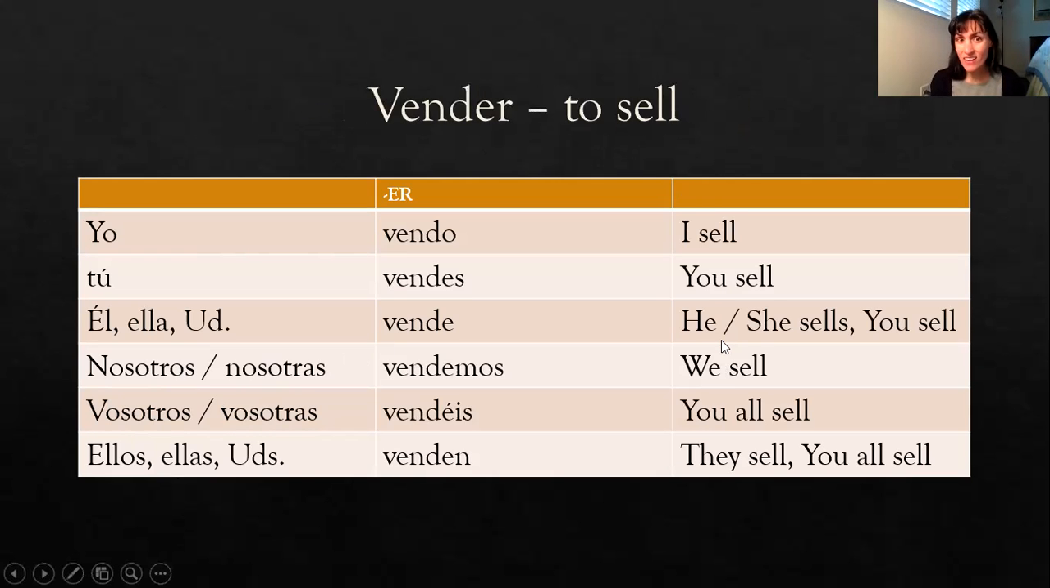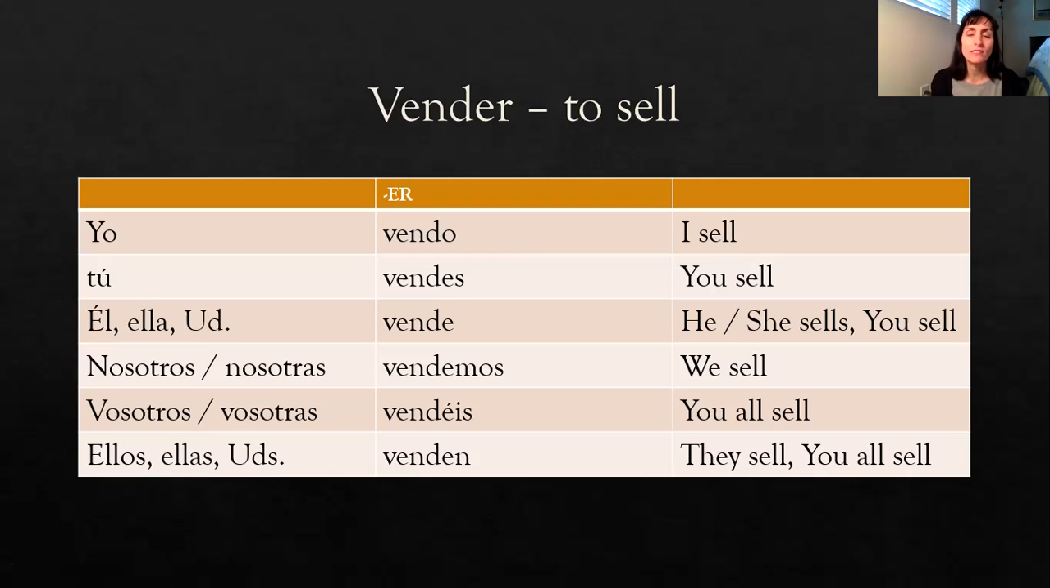Okay, vender significa to sell. If I want to say I sell, it's yo vendo. And I can leave out the yo because vendo always goes with yo. So it's implied that the subject here is I sell. Repite, por favor. Vendo, vendes, vende, vendemos, vendéis, venden. Good.